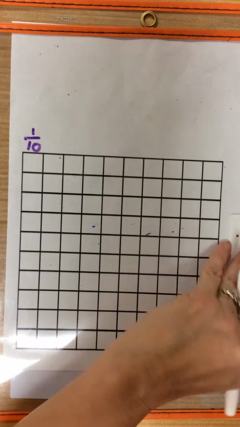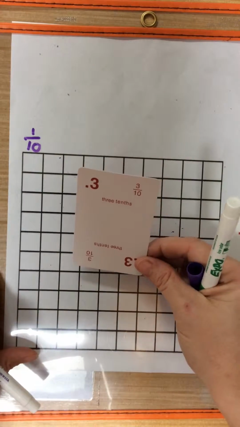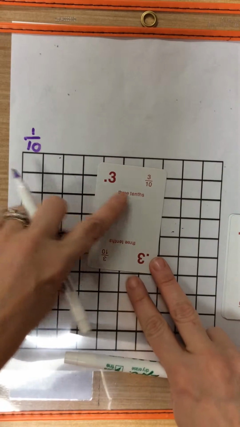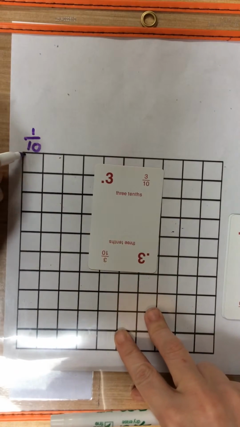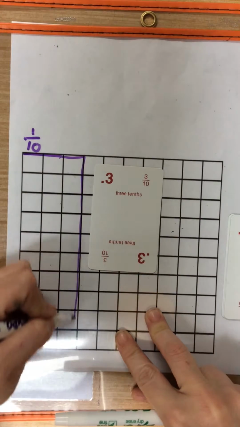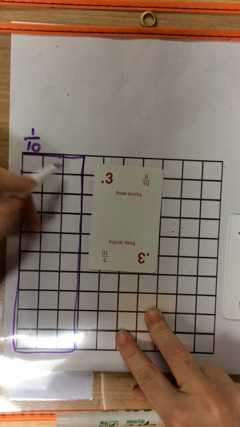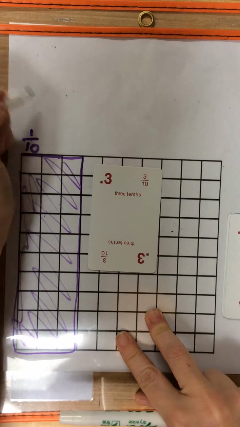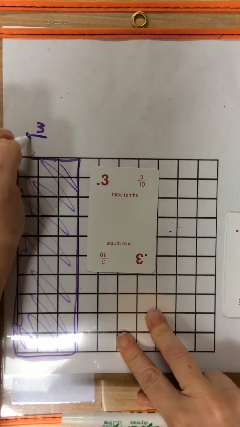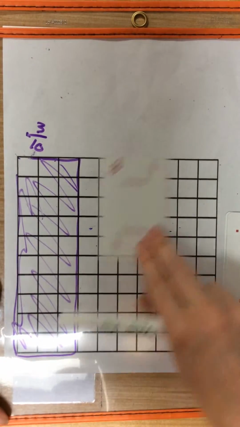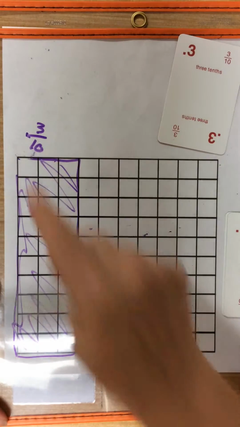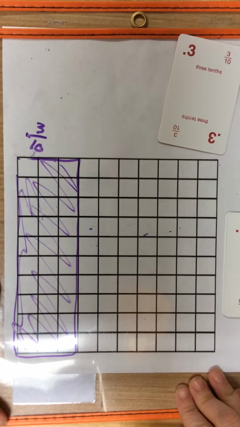Okay, so if I want to show you the number 3/10 here, then I would have to color in 3 rows of 10. So 3 rows of 10, and if I shaded that in, then I would say that 3/10 out of my whole unit is shaded. So coloring 3 rows of 10 represents 3/10.